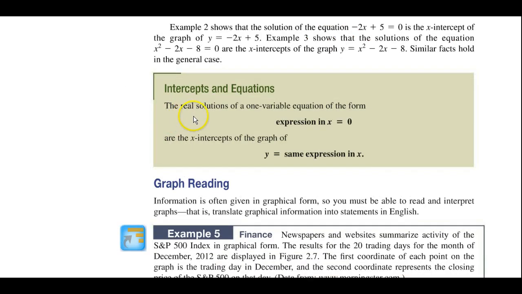Now, when we're talking about solutions of an equation, if there's just x equals something, you're going to have a single point on a graph. And y equals something, again, a point. And here we're talking about the intercepts. I think we've gone over that. Now let's do a little bit of background on graph reading.